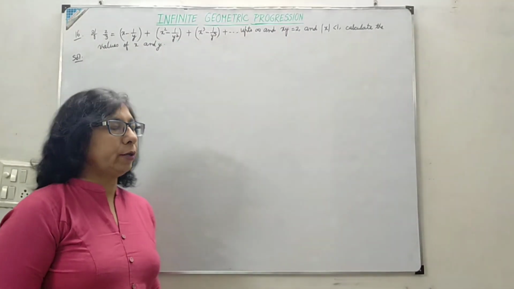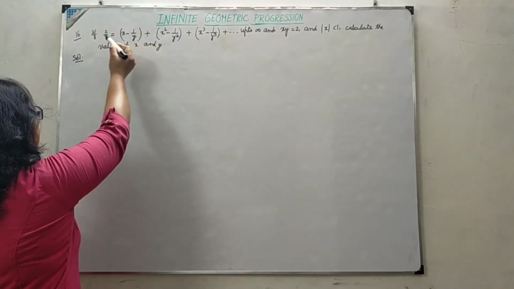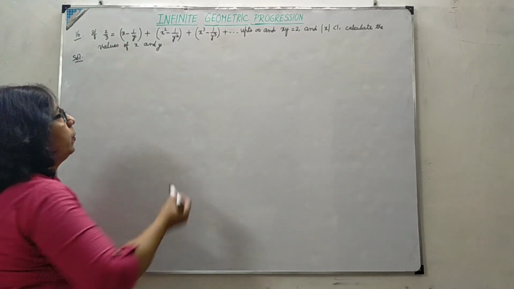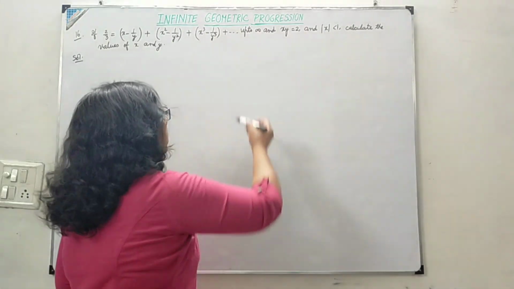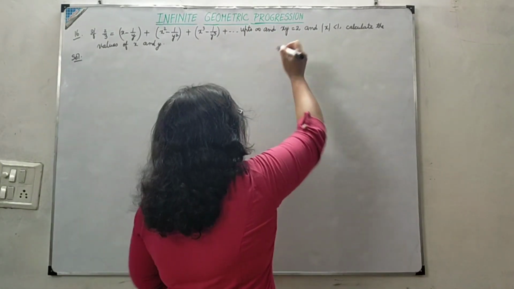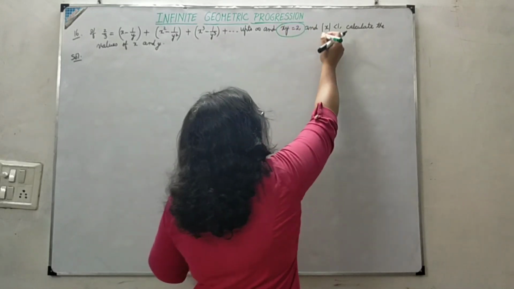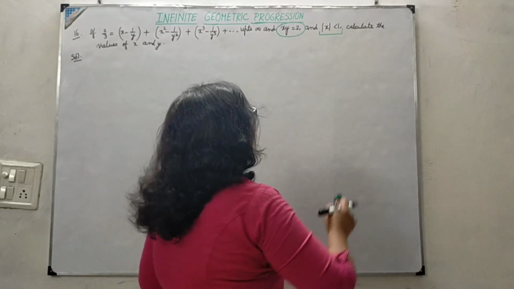Let us take another question. We have here an expression in x and y: 2 by 3 equals x minus 1 by y plus x square minus 1 by y square plus x cube minus 1 by y cube up till infinity, and we are given the product x into y as 2 and modulus x is less than 1. We are not given a condition on y. Calculate the values of x and y.